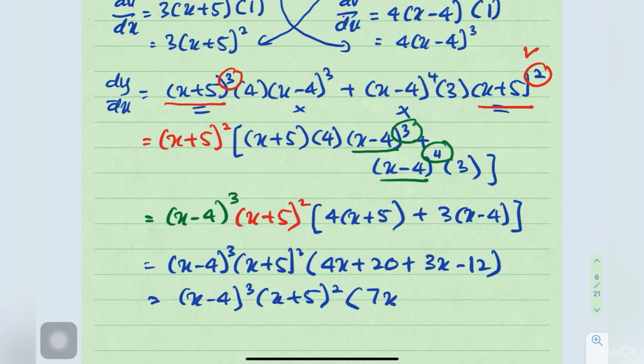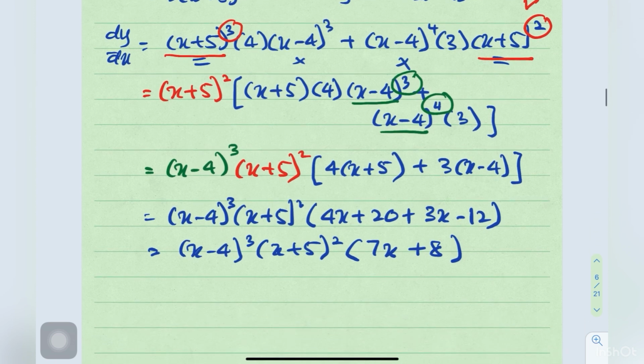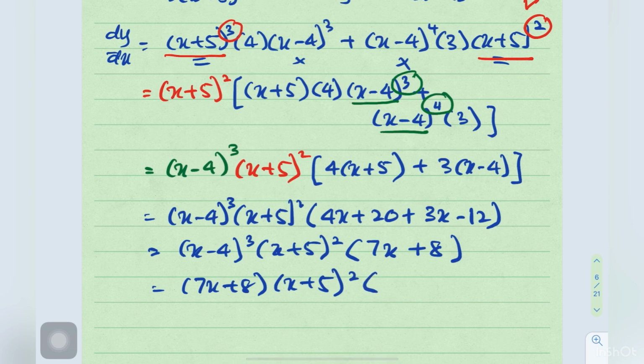So we get (x minus 4) cubed, (x plus 5) squared, (7x plus 8). Okay, so we rearrange. So more proper, (7x plus 8), then followed by (x plus 5) to the power of 2, then (x minus 4) cubed.